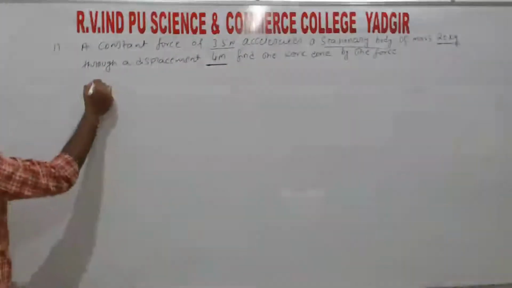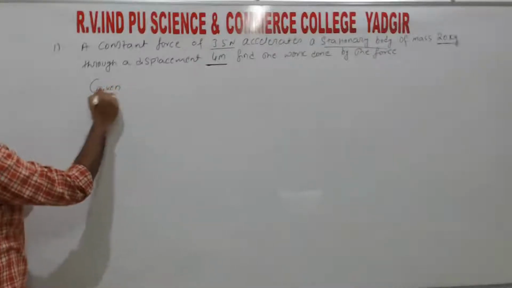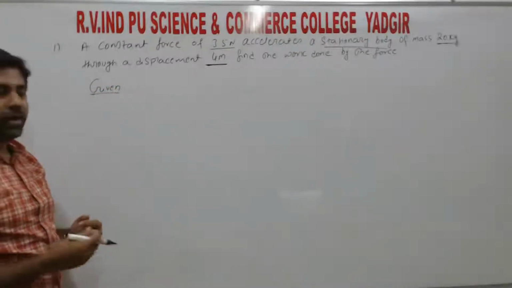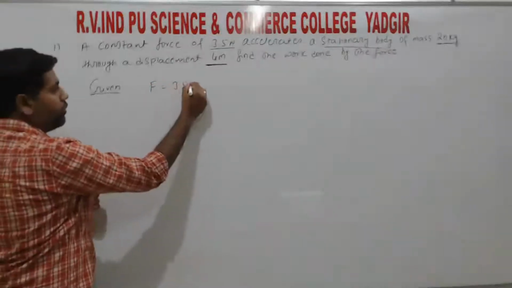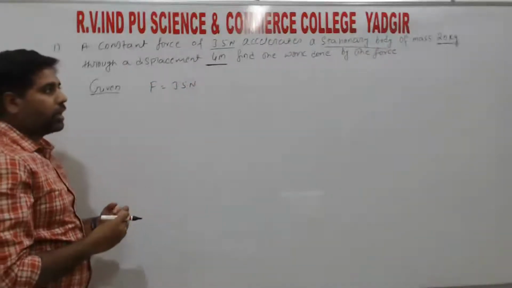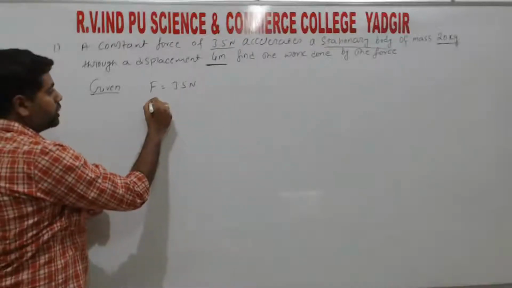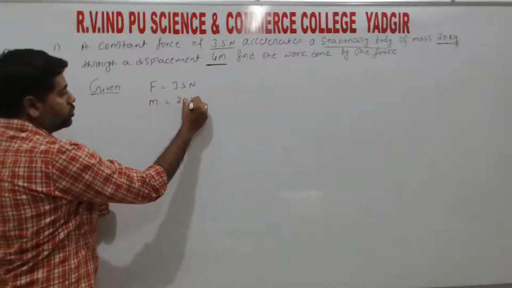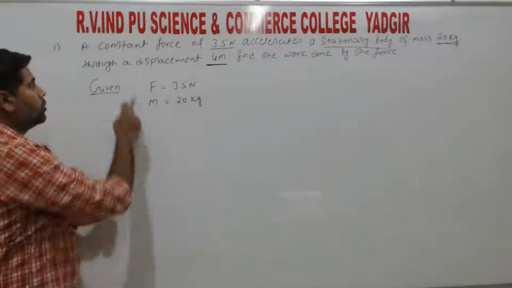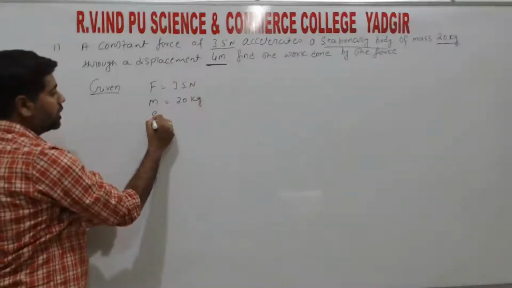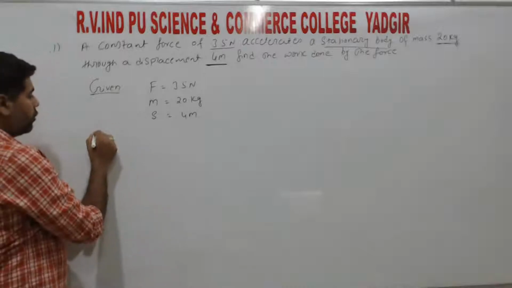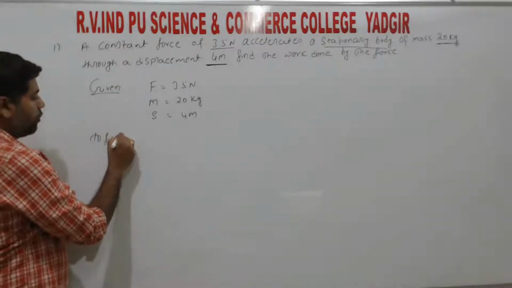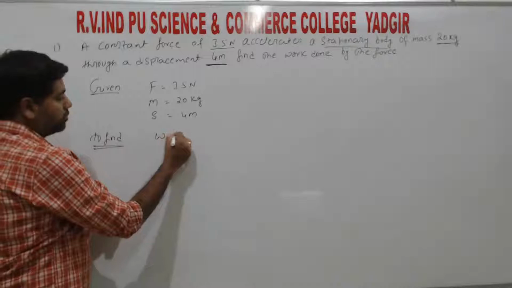So the simple approach is that first we need to write the given, right? So what is given to us? Force is given, F equals 3.5 Newton, right? Next, mass of the object is given, M equals 20 kg. Through a displacement, that means S equals 4 meter. So what are we going to find? Find work done.